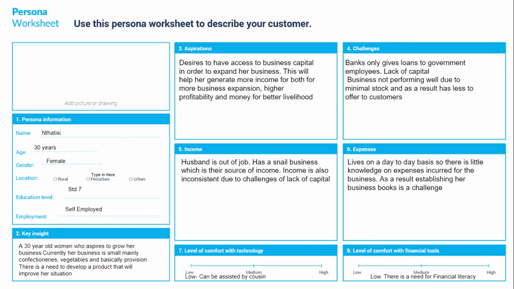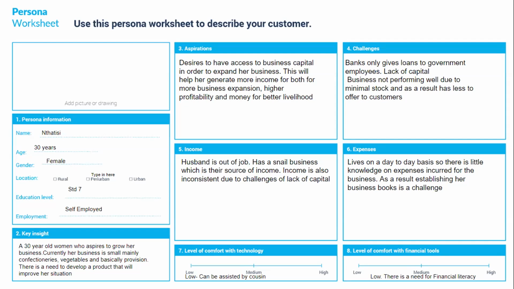So her income level is, the family is dependent on her business, because the husband does not work. So the business is the main income stream for the family. In terms of expenses, they live on a day-to-day basis. So it's really difficult for them to establish the expenses that their business has incurred. Because it's now a business that feeds into the family, they live on a hand-to-mouth kind of way. As a result, it's also a challenge for her to produce books that can maybe help her in terms of getting funding.